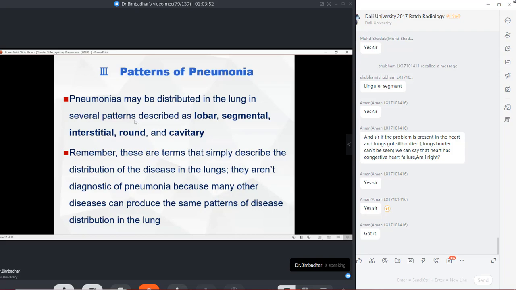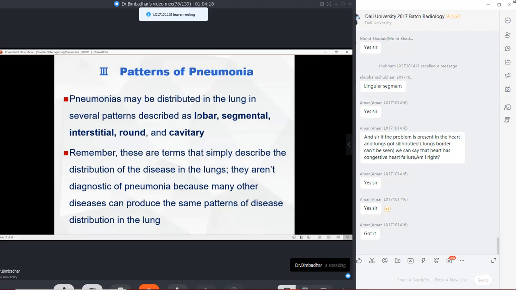It can be happening in the interstitium, where the inflammatory fluid or excretory fluid settles within the interstitium and affects the alveoli. So that is the interstitial pneumonic pattern. Then it can be a rounded pneumonia and a cavitary pneumonia. We will see these are two different special entities. We'll talk about them, but try to understand these simple things first.